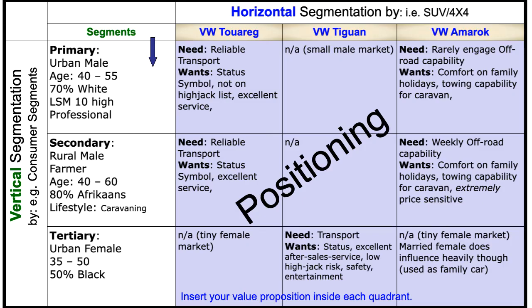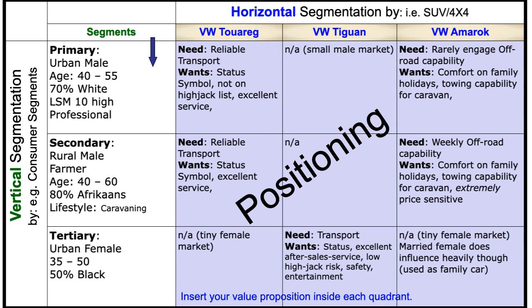So let's do a case study. So here you are the VW marketing manager, and you're in a tiny little town called maybe Nelspruit, and you've got three products right at the top. You've got a VW Touareg, you've got a VW Tiguan, and you've got a VW Amarok that you have to market. And on the left, you're going to have to say, okay, who are my primary, secondary, and tertiary segments? We call that vertical segmentation. And we've decided the primary segment is going to be male, age 40 to 55. They're primarily white. They're an LSM 10. That means lifestyle measurement 10 high, which means they're rich and they're professionals. Typically, they've got a university degree. Secondary segment is going to be a rural male farmer, and their tertiary, their third most important segment, is going to be the urban female.